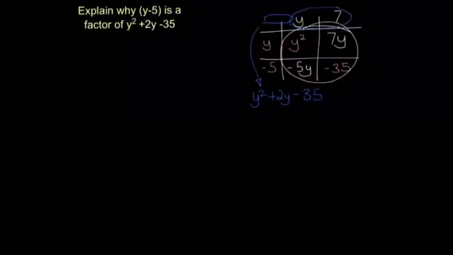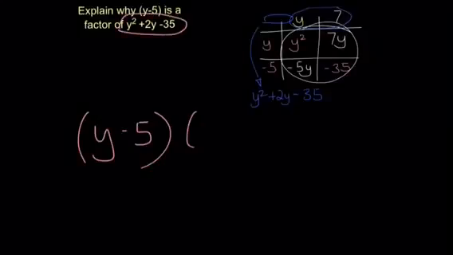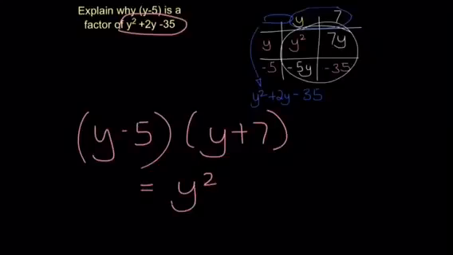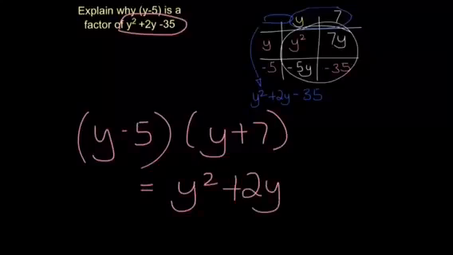So therefore we can write down y minus 5 is a factor of this because it was multiplied by y plus 7 and it gave us the answer, which was y squared add 2y minus 35.